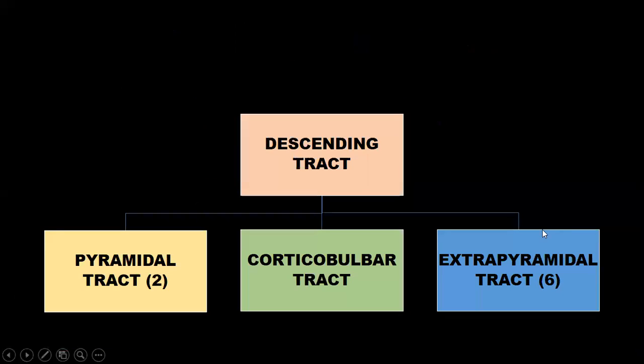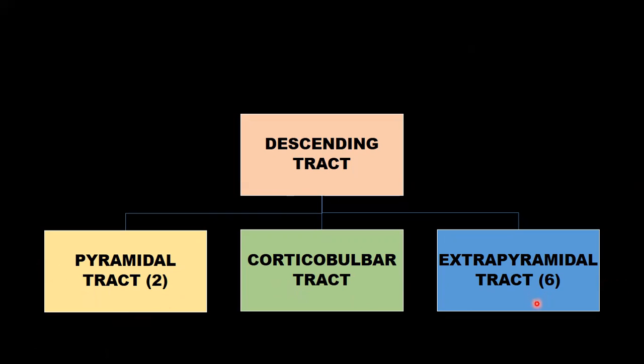Moving forward, what is a descending tract? The descending tract is basically the motor nerve fibers that come from our brain to the spinal cord. Since we are talking about descending, it means it goes from up to downwards, whereas the ascending goes from down to upwards. The descending tract is divided into three parts: the pyramidal tract, the corticobulbar tract, and the extrapyramidal tract.